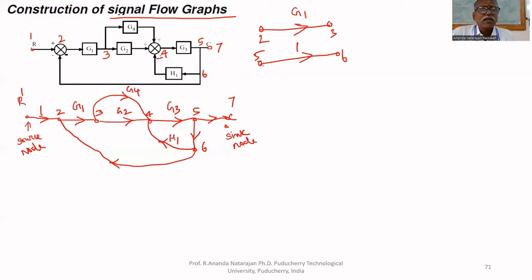But here, negative feedback. That's why minus H1. Negative feedback, that's why minus. Here, no transfer function is there, but minus, therefore minus 1. 5 to 7, no transfer function, therefore 1. All marked: G1, G2, G3, H1, and G4. Everything is marked, minus 1 for 6 to 2. This representation is called signal flow graph representation. Each link has a gain.